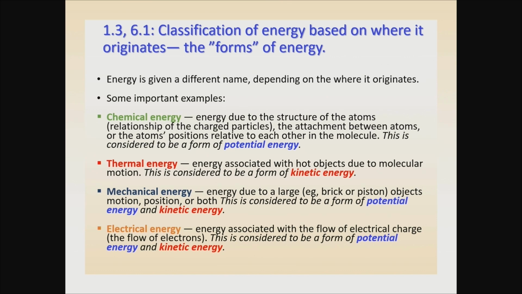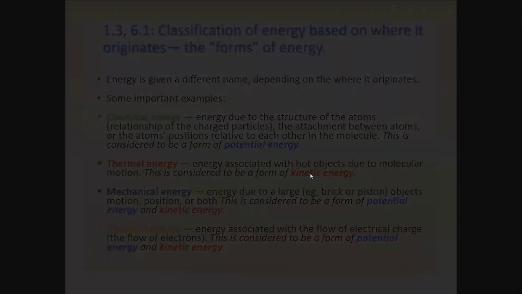And then a final type of energy is electrical energy, because this originates from the movement of electrons in wires, and so this would be electricity. This electricity can do work, as you probably know. It is a form of energy, so it is considered both potential energy and kinetic energy.